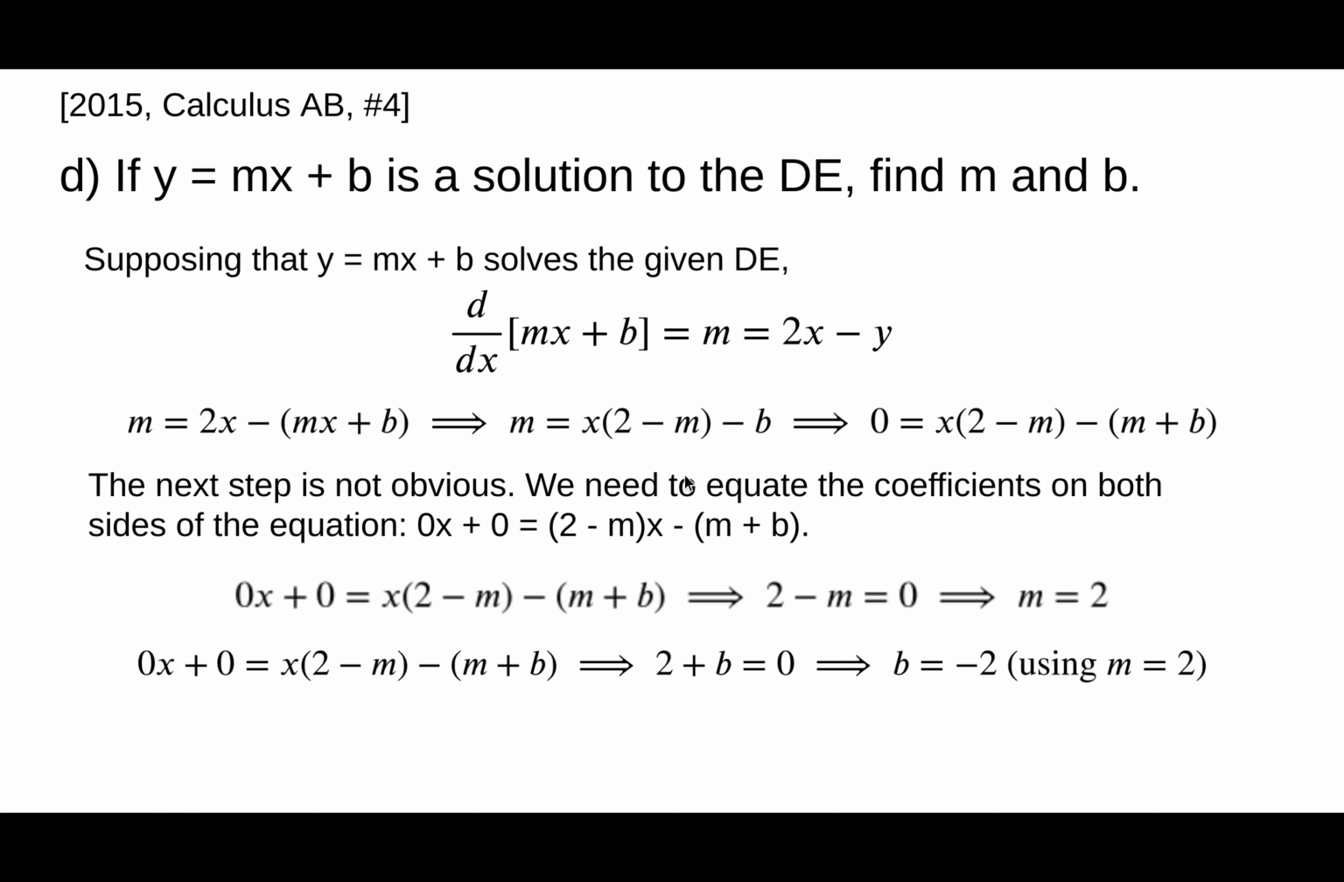All right, so 2 minus m needs to match the coefficient of x in the equation, 0x plus 0. So 2 minus m has to equal 0, which means that m is equal to 2. Using m equals 2, we can conclude that 2 plus b has to equal 0, and that would only be true if b was equal to negative 2, so that's how we get our values of m and b. m is 2, b is negative 2.